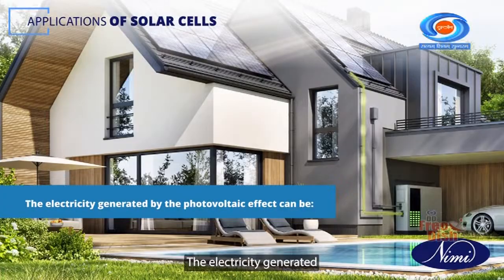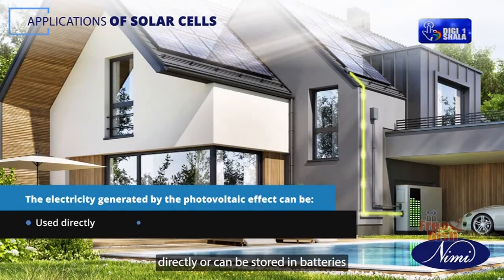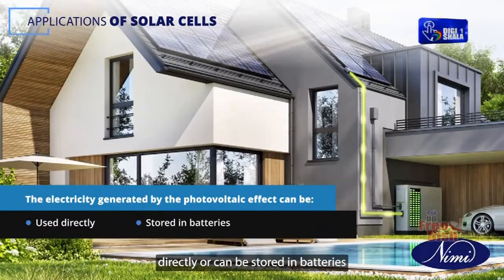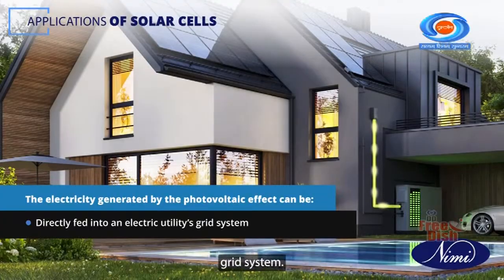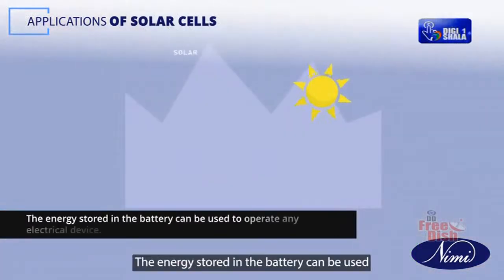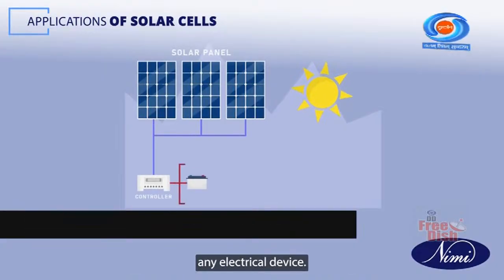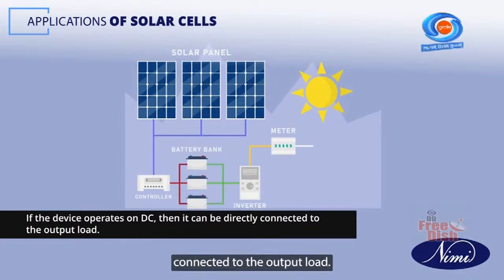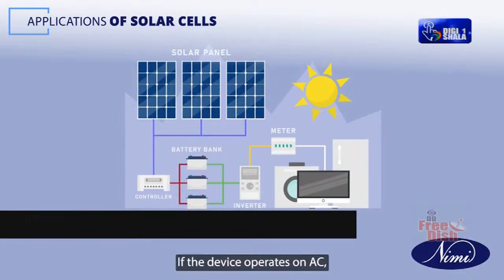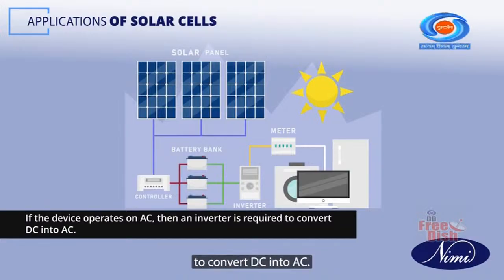The electricity generated by the photovoltaic effect can be either used directly, or can be stored in batteries, or can be directly fed into an electric utilities grid system. The energy stored in the battery can be used to operate any electrical device. If the device operates on DC, then it can be directly connected to the output load. If the device operates on AC, then an inverter is required to convert DC into AC.